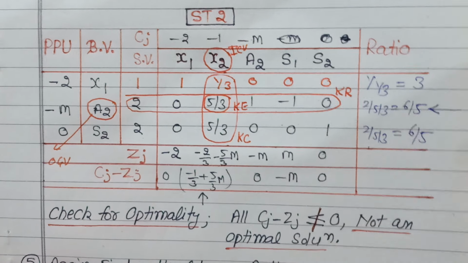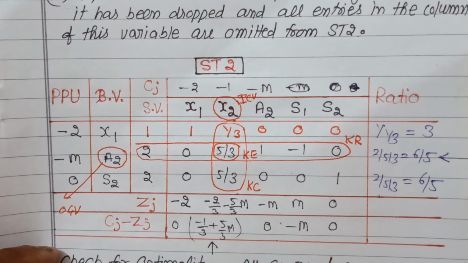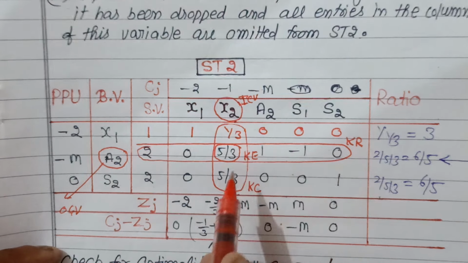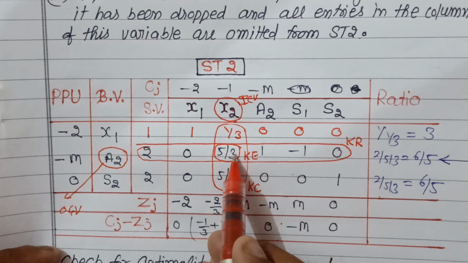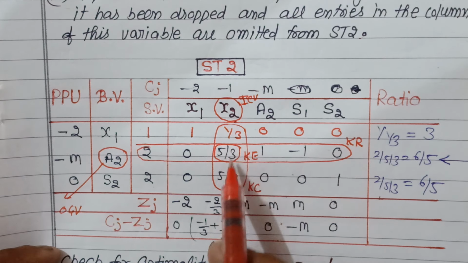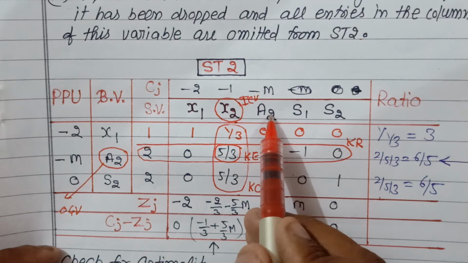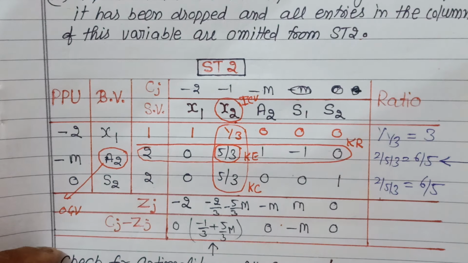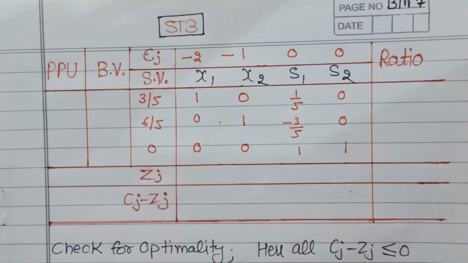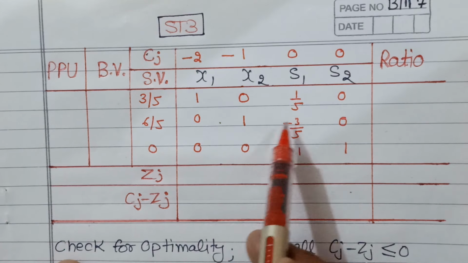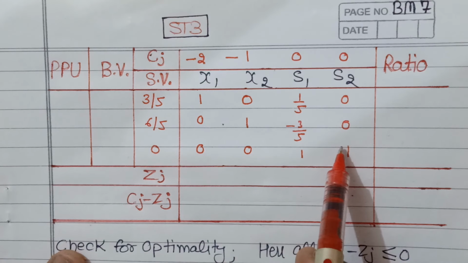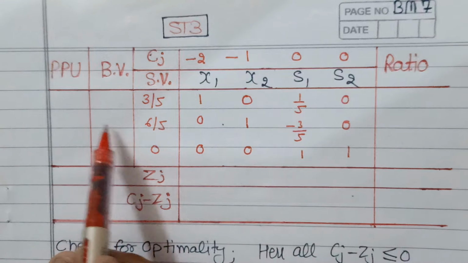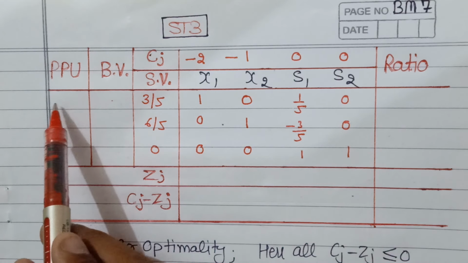Now, after making three different operations in simplex table 2, that is converting this key element to 1, then converting these two elements to 0, and eliminating the A2 column, we have generated simplex table 3. So these are the different values under simplex table 3, and you will see that there is no A2 now. Now we have to write down the values of BV and CB.